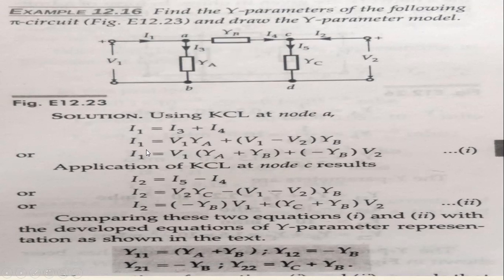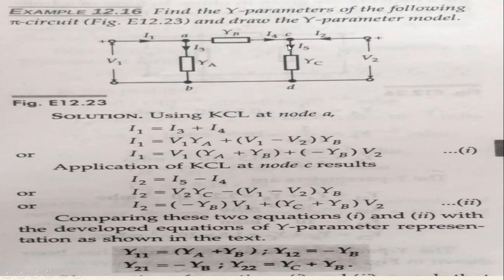Whereas if you are writing in terms of admittance and voltages, my I1 is equal to V1 across YA, plus again at this node A, V1 minus V2. Why am I saying V2? Because the other voltage across this section, YB, is my V2.